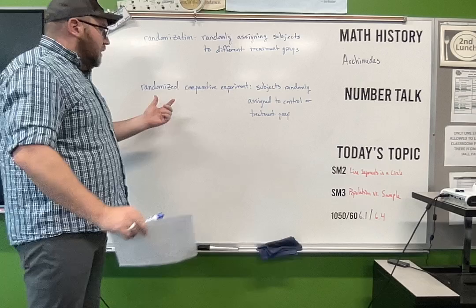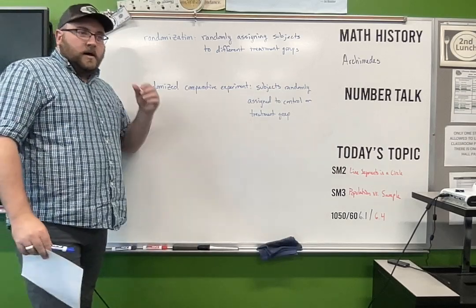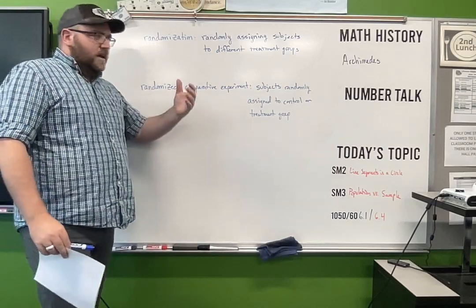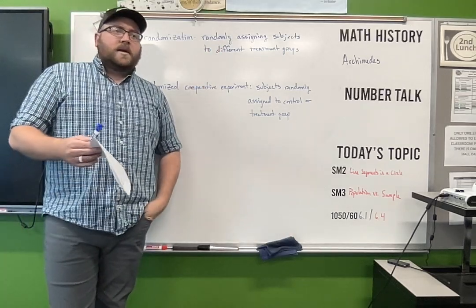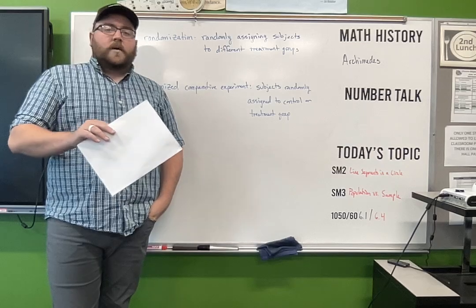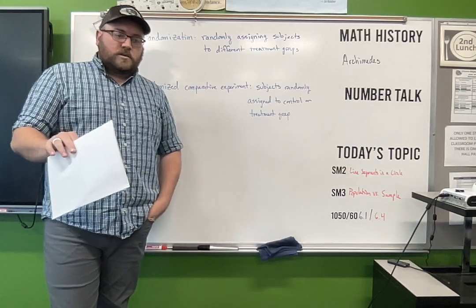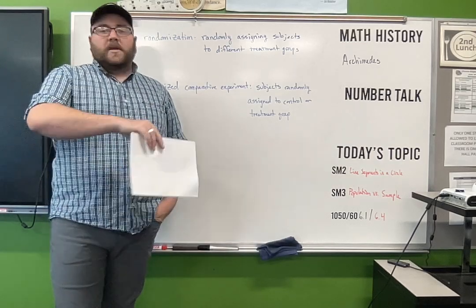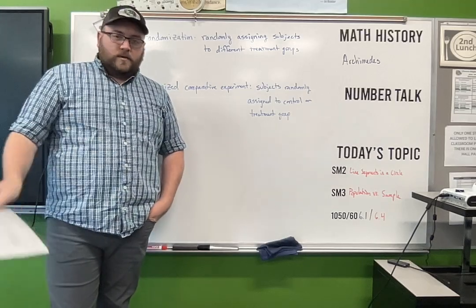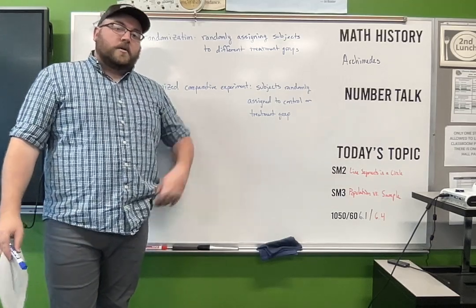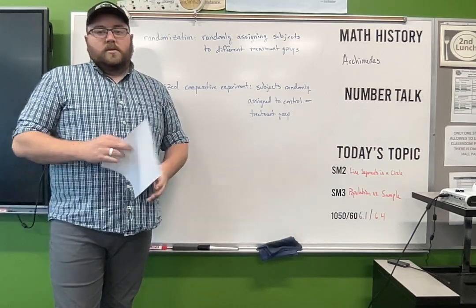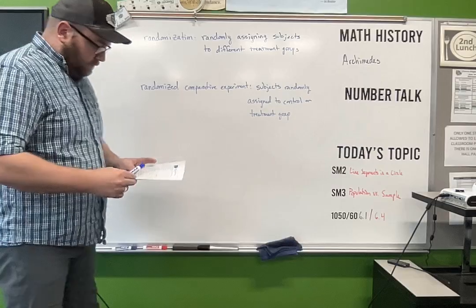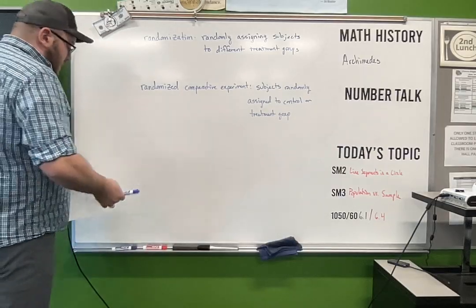So how a lot of times this is done, especially with people, if you only have two different groups, a control group and a treatment group, a lot of times how it's done is you'll just randomly assign numbers to people. So let's say you have 100 people, everyone gets randomly assigned a number through a random number generator. All the evens are in the control group, all the odds are in the treatment group. Really easy to randomize like that. Okay.